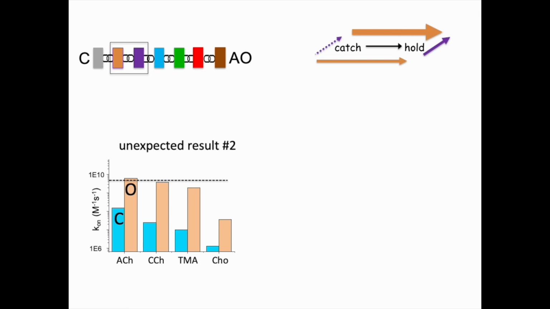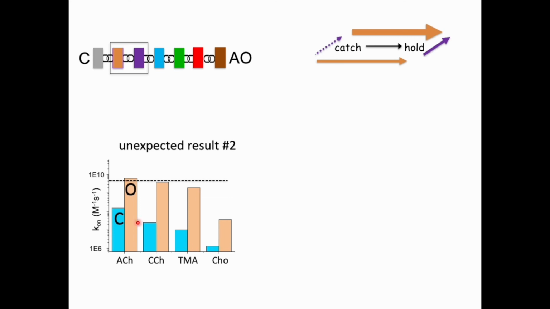So here, ACh, carbachol, and TMA all have approximately the same association rate constant, which is near the diffusion limit, which is this dashed line here, 4 times 10 to the ninth. Choline is slower. But these three agonists are roughly at the diffusion limit, and they are all significantly faster than to C. Notice that this is a log scale here. So this is 10 to the 10th, and choline is 10 to the 6th. So the question is, why are these agonists that all have very different affinities, both low and high, all have the same on rate constant when the channel is O, but very different on rate constants when they're binding to C?